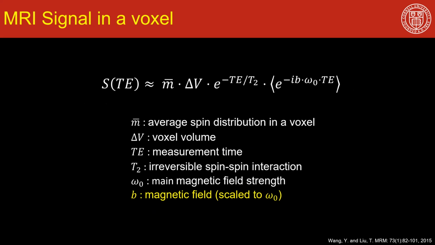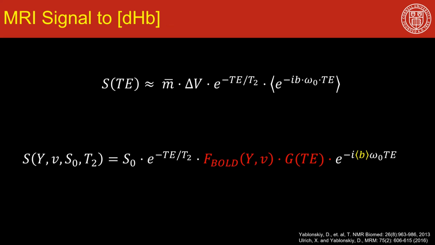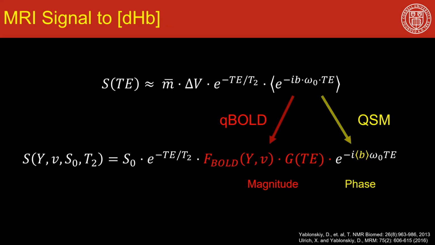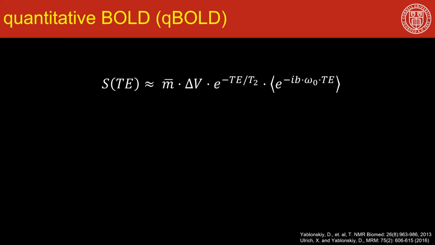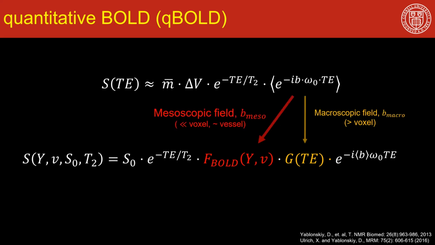From this b, we can derive the signal decay by deoxyhemoglobin and susceptibility. And this average here is the average over the voxel. Starting from this equation, we can model the deoxyhemoglobin effect in magnitude using qBOLD and in phase using QSM. Let's talk about qBOLD modeling first. qBOLD was developed by Dr. Yablonskiy and Dr. Haacke.